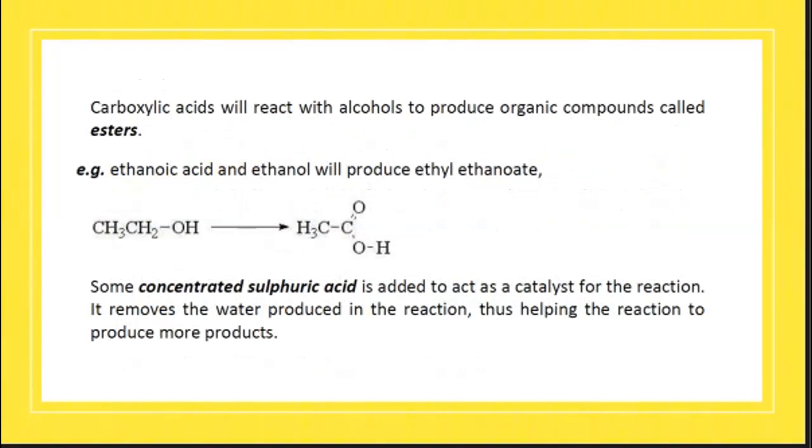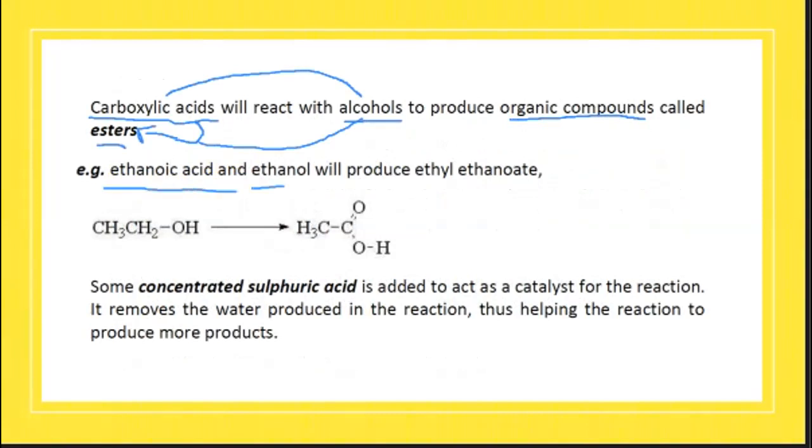In essence, what we expect to happen: carboxylic acid, in all that we just said, will react with an alcohol to produce organic compounds that we call esters. An acid plus an alcohol under acidic conditions will produce an ester. So ethanoic acid plus ethanol will produce ethyl ethanoate, which is our ester.